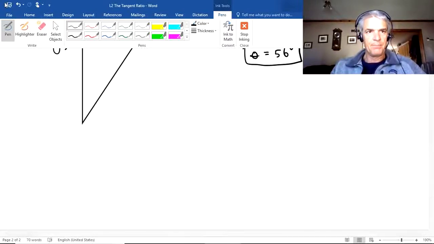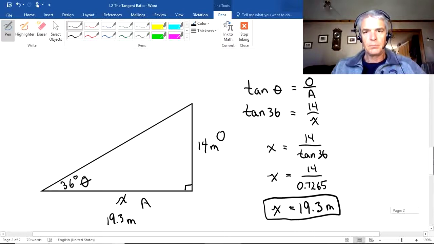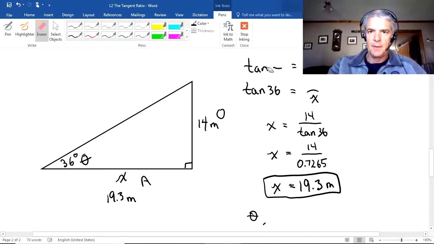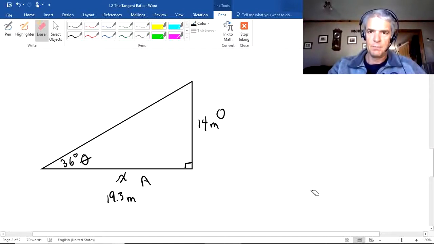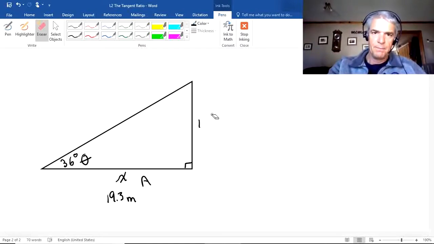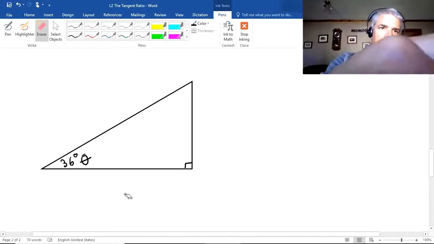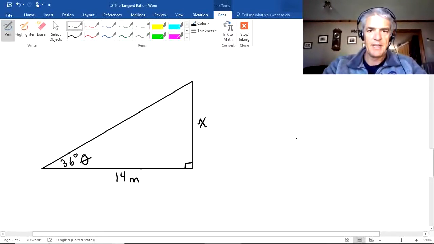See if we can create one. Let's go back up here and erase this. I'm going to completely erase the whole question. Watch this. Bear with me. This beautiful eraser, right? This time, I'm going to change things up, and I'm going to put the x over here and the value here. I'm going to say the 14 meters should have been here.